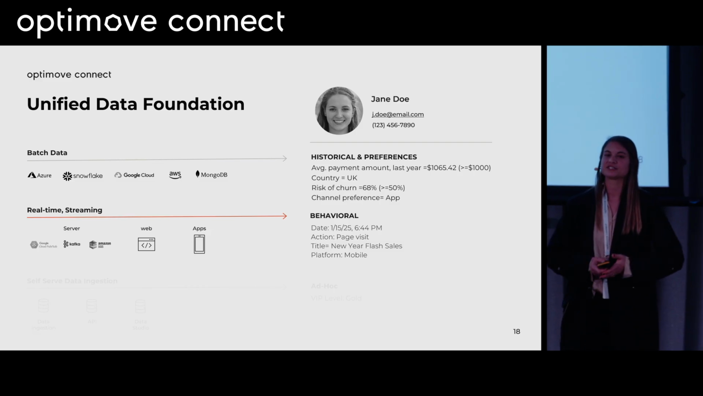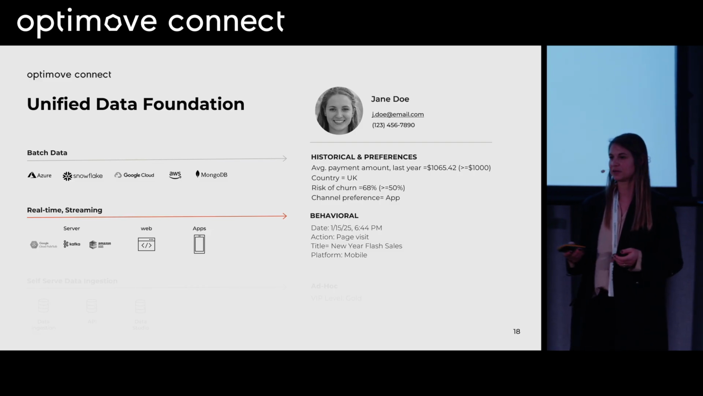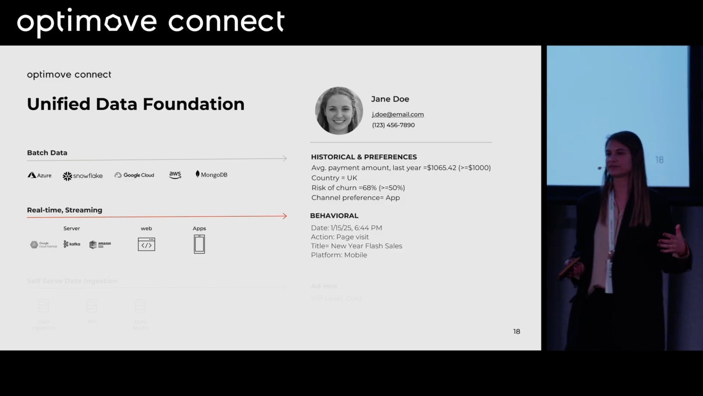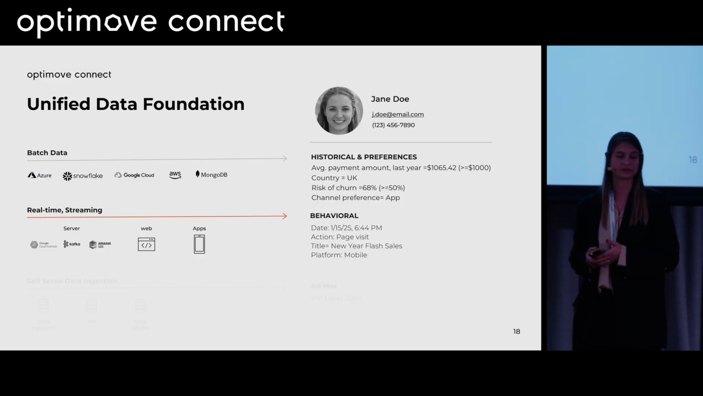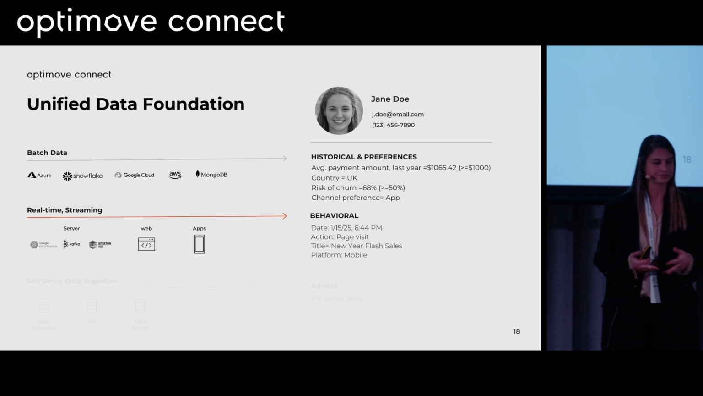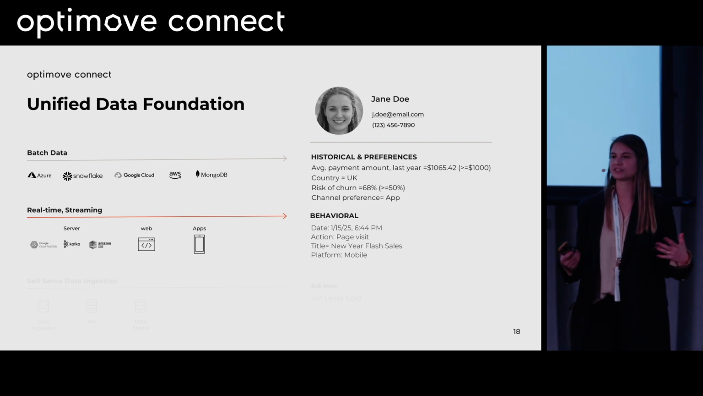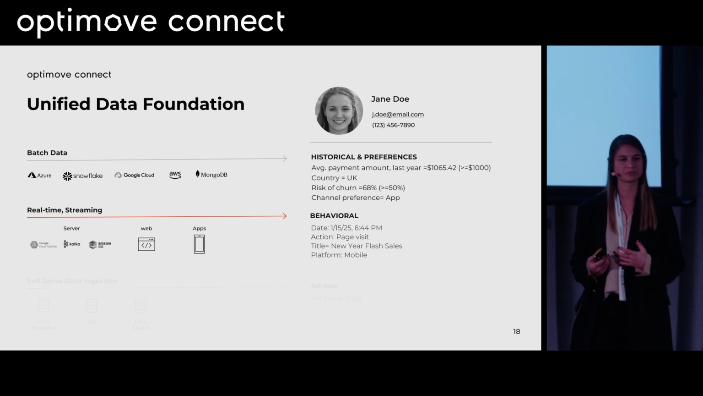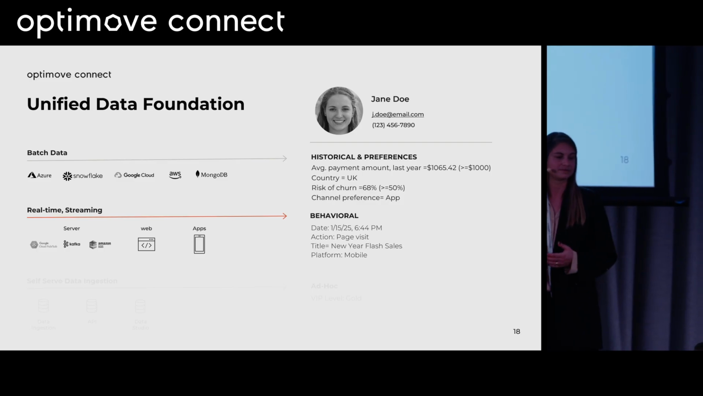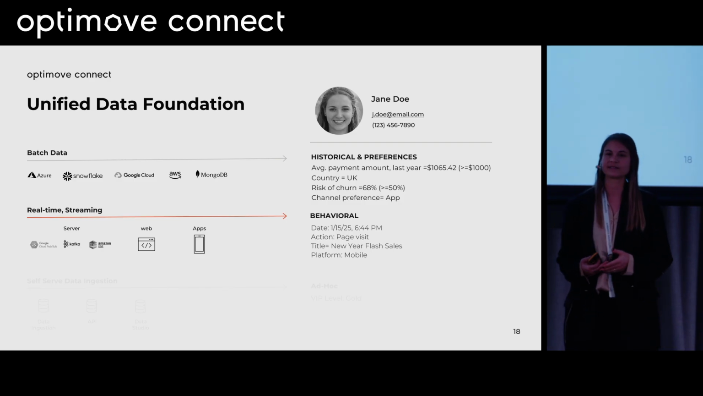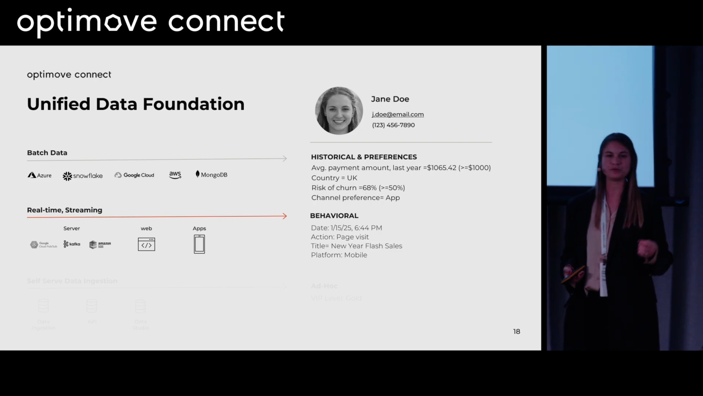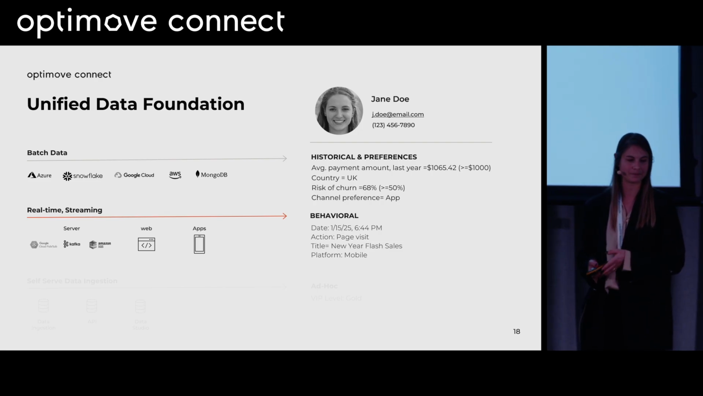Now, real-time data is captured with server-side events, SDK implementations, and integrated with platforms. This provides dynamic event-driven data, such as a transaction that is captured during the day, or a page that has just been visited, like the example we have here. Real-time data enables you to enrich your customer profile and get more insight into customers' behavior that can change throughout the day. Again, looking at Jane's profile, with the real-time events, we were able to detect that on January 15th, at 6:44 p.m. to be exact, she had viewed the New Year flash sales page from her mobile.